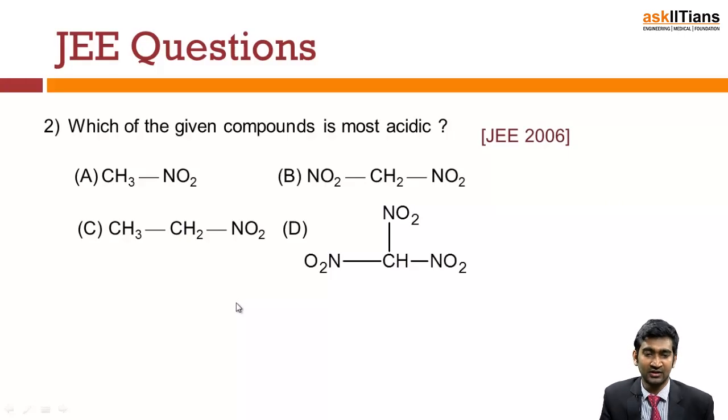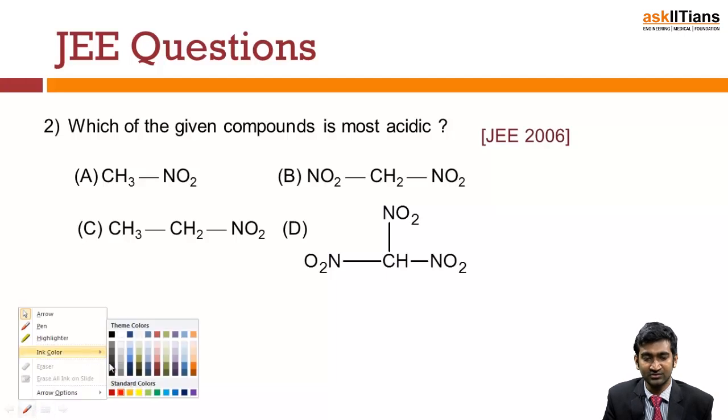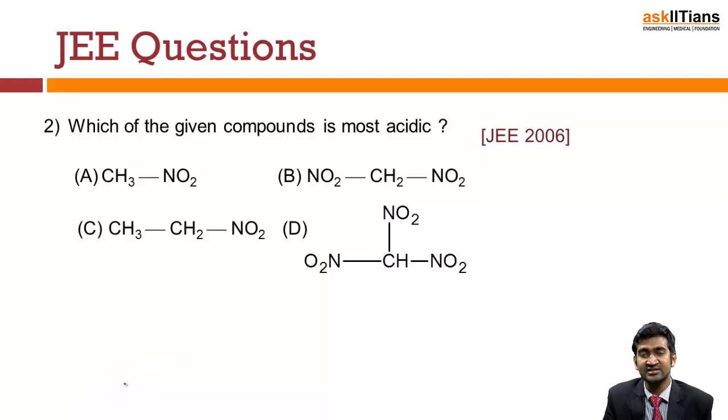Next, which of the following compounds is the most acidic? Whenever you encounter questions on most acidic, less acidic, or basic, first of all, if it is acidic, you have to search for the electron withdrawing groups. If it is basic, you search for the electron donating groups. So it is the case of acidic, and the more the number of withdrawing groups, the more acidic it will be.